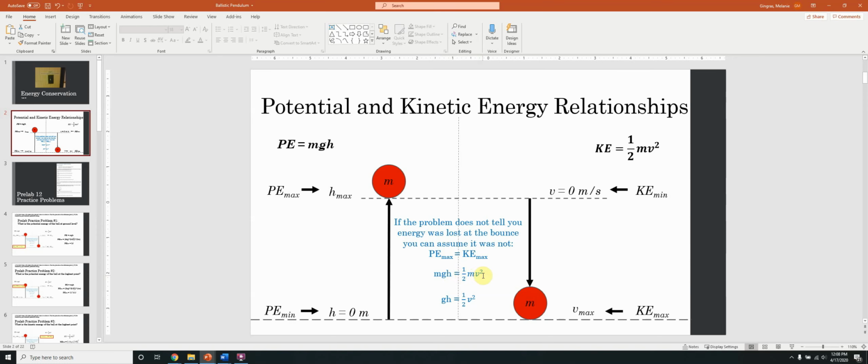If you're given a problem where they don't tell you what the mass is, it's really handy to be able to cancel your masses and then solve for either your maximum height or your maximum velocity. Here you can see the masses are gone because they canceled from both sides. Whether the problem is asking you what the maximum velocity is or what the maximum height is that the object reaches, this is a really handy equation for calculating either one of those.